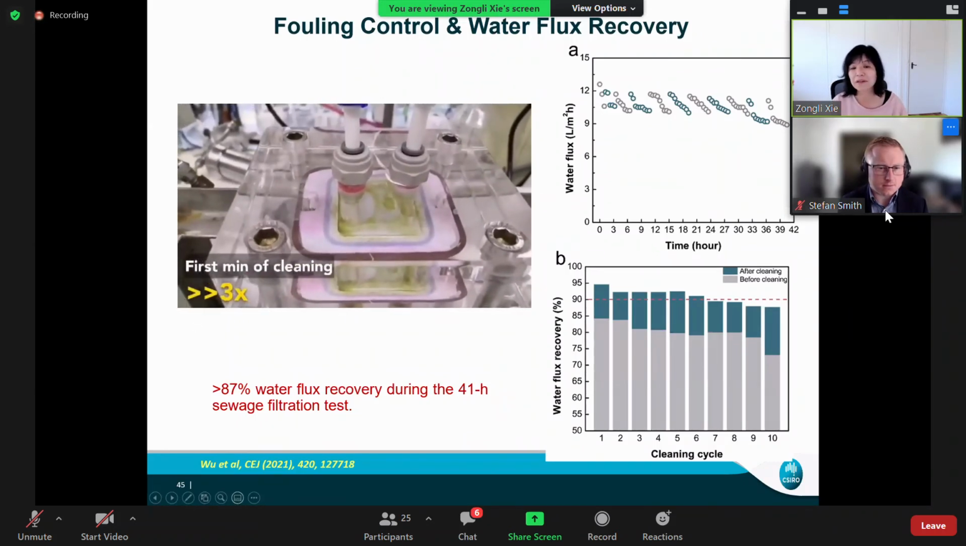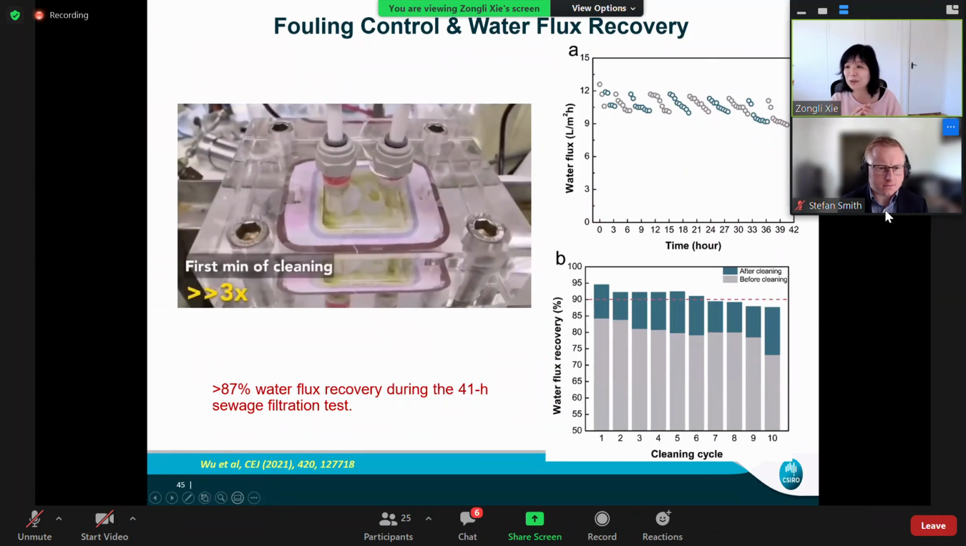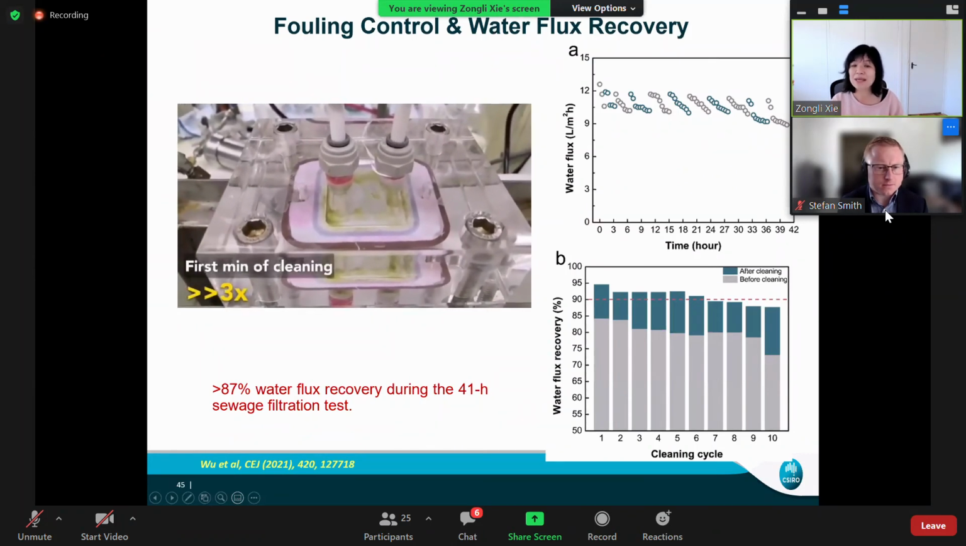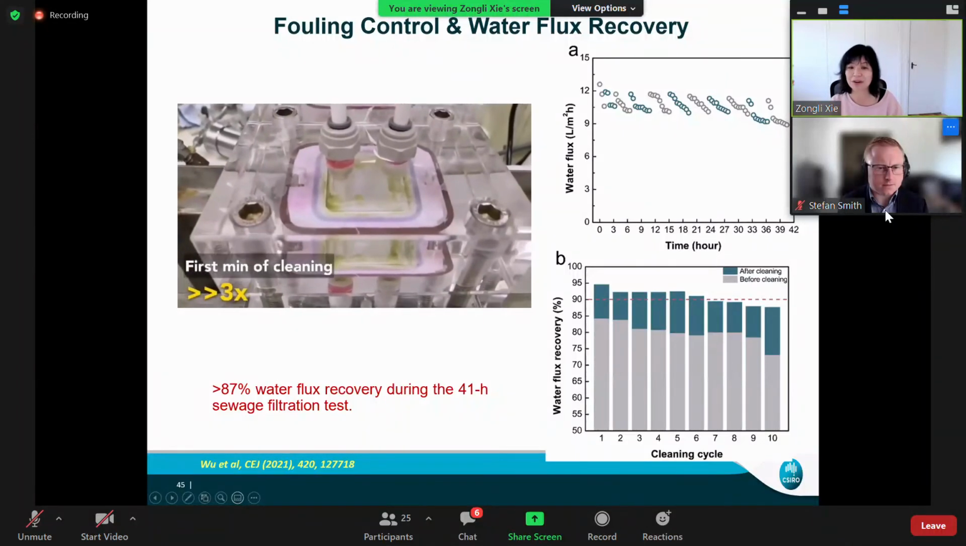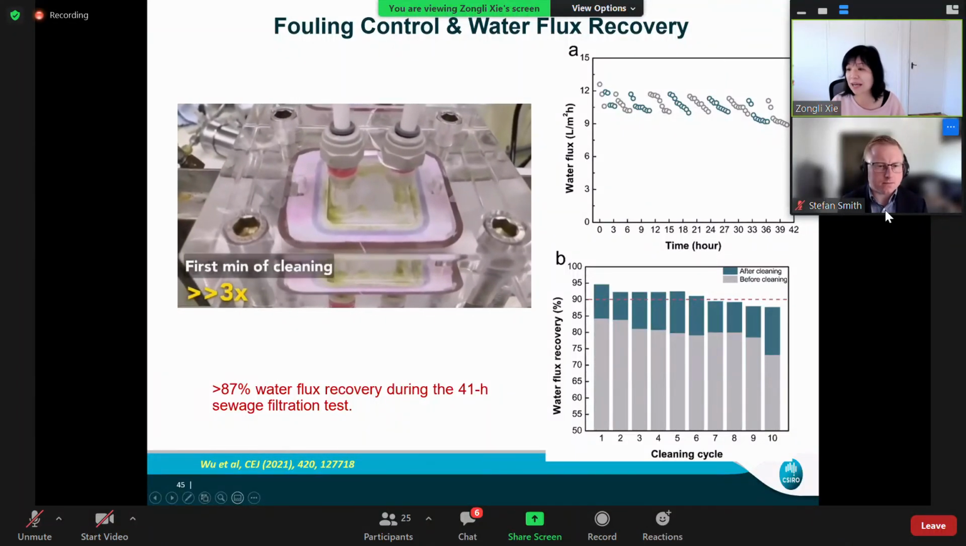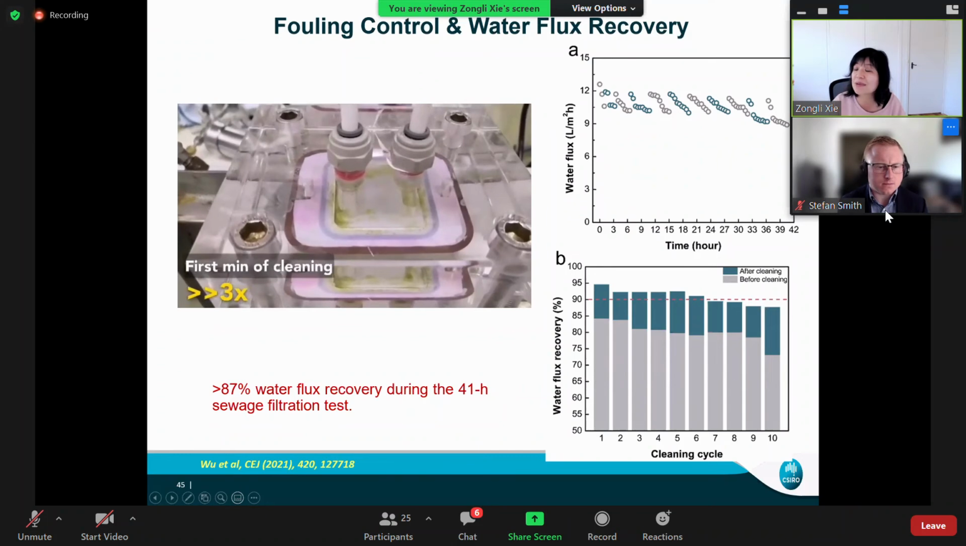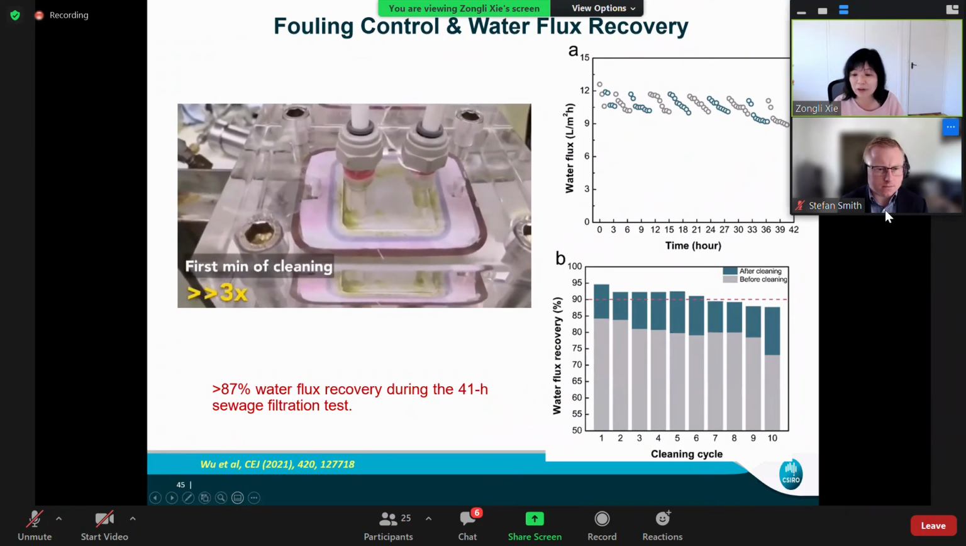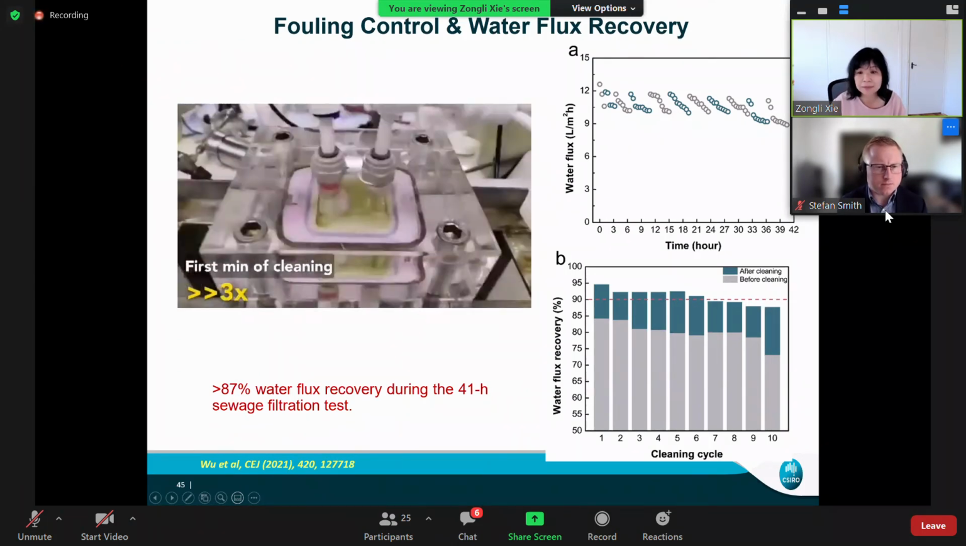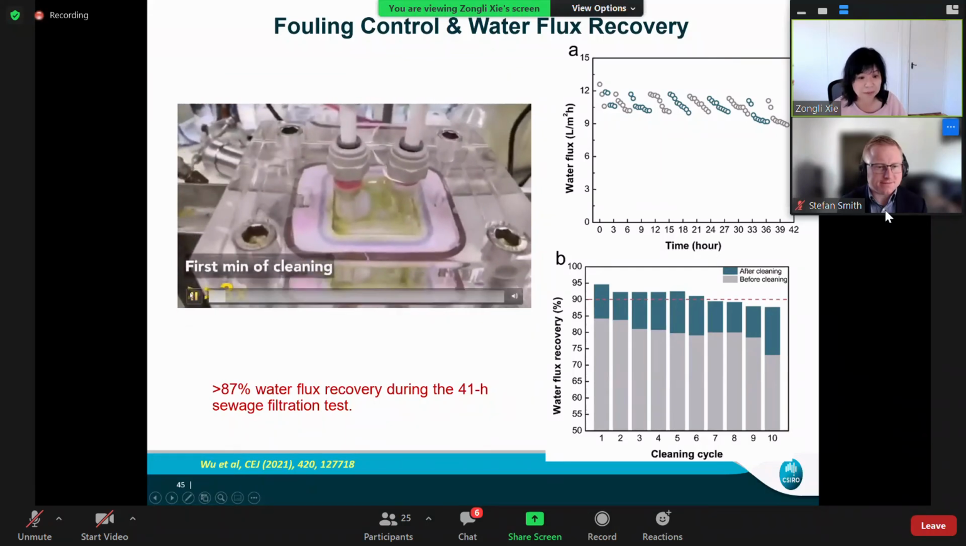This is just the first minute of the cleaning, and you can see the yellow fouling layer. After the first minute, the majority has gone. It's very effective, and this membrane demonstrates much better anti-fouling property. Okay, stop.